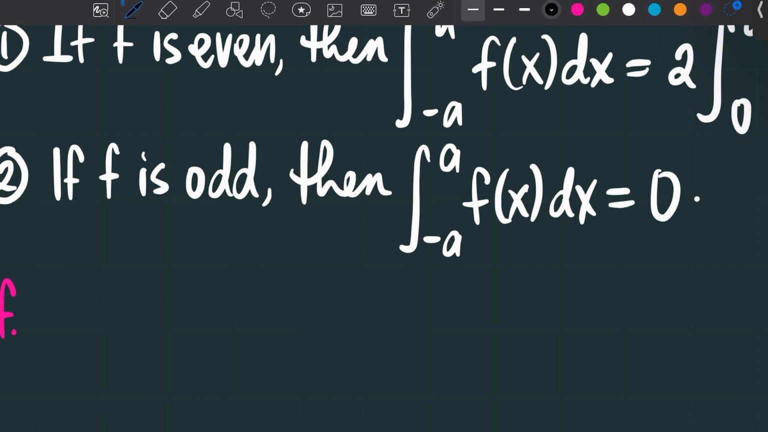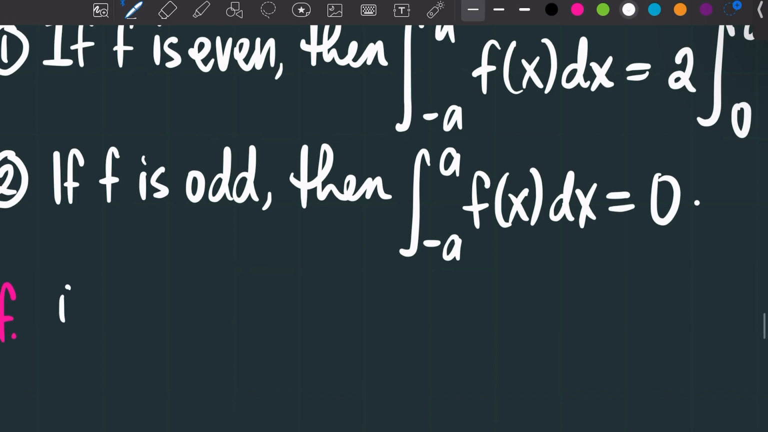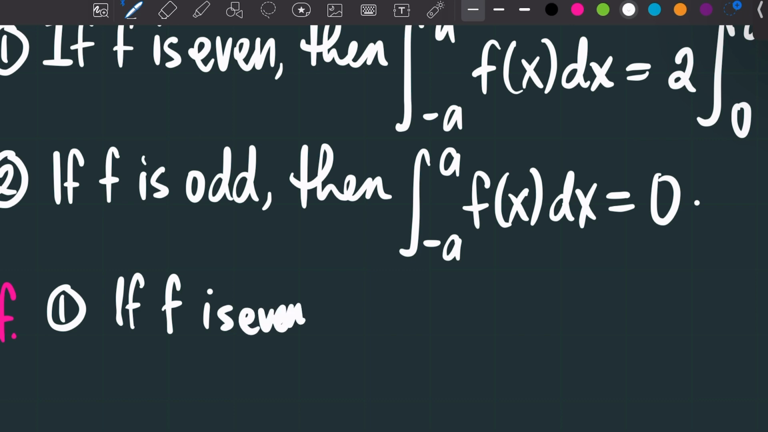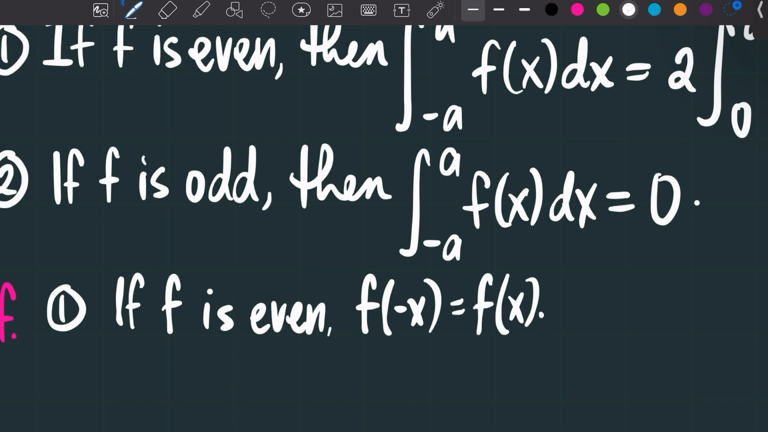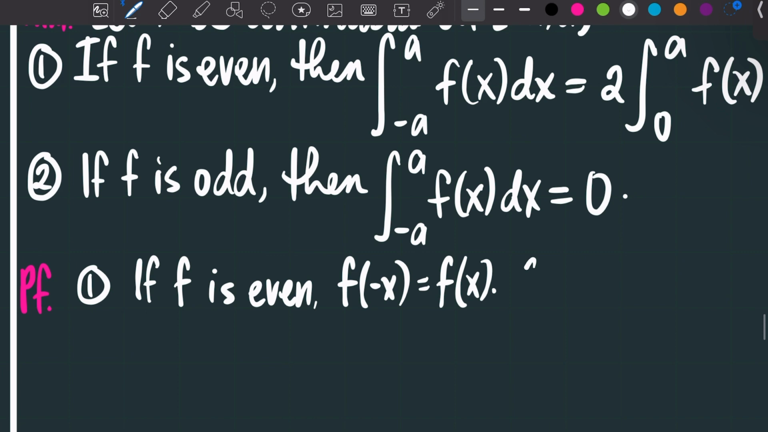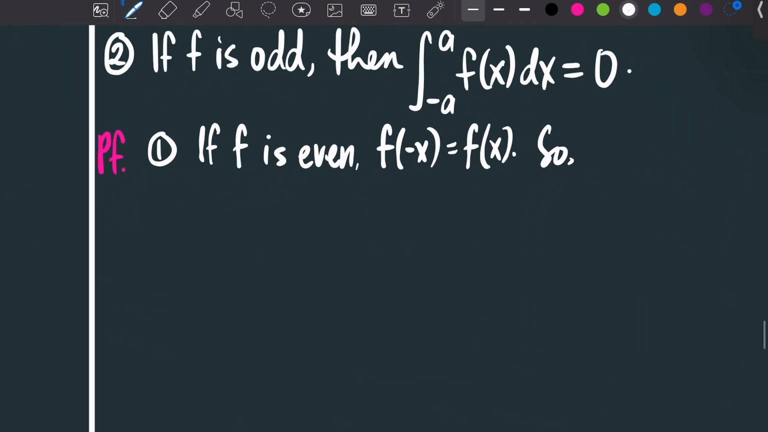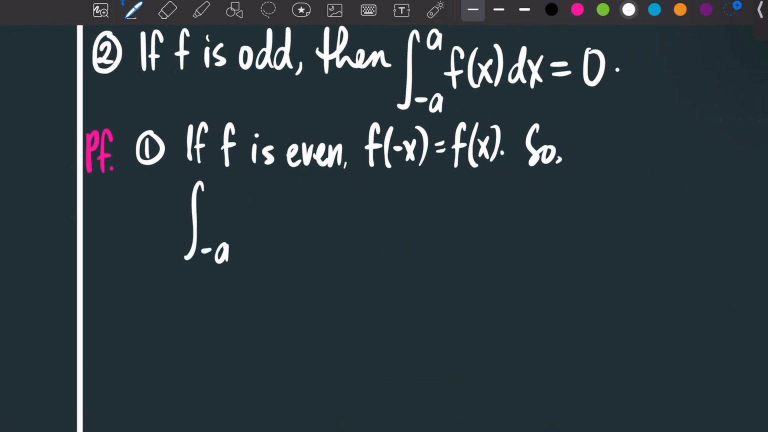So, first statement tayo. So, if f is even, ano yung masasabi natin, class? If f is even, so by definition, f of negative x equals f of x. So, what we do, so you have here integral from negative a to a of f of x dx.